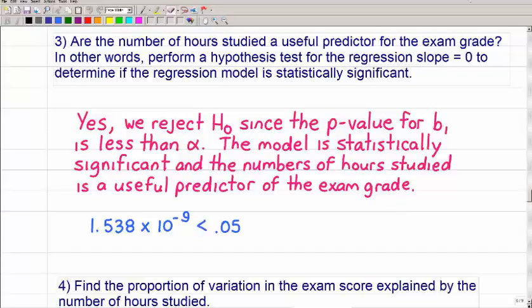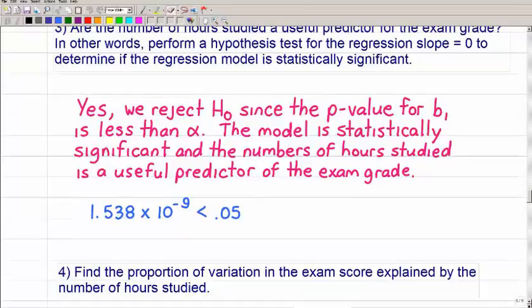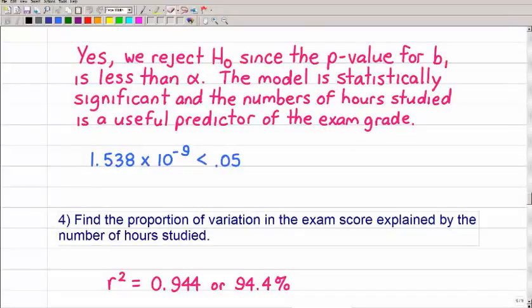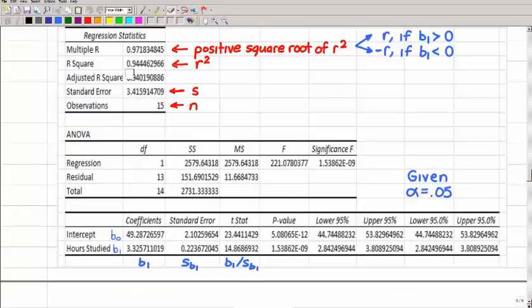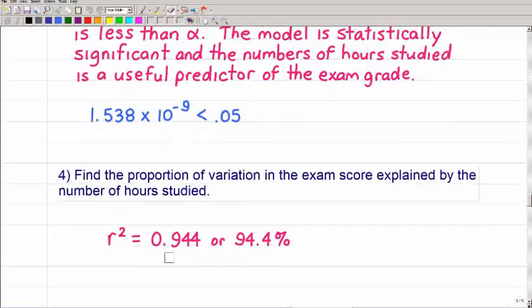So that's not too difficult, to do that hypothesis test using that output. You don't have to really calculate anything. You just have to know what you're looking for on that chart. Find the proportion of variation in the exam score explained by the number of hours studied. Once again, when you see proportion of variation explained, that is your r-squared value, which is right above my little box right there, the 0.944. As long as you know where to look for that, that is not difficult. Or that value may be written down in the problem. Somehow you have to have that number, though.